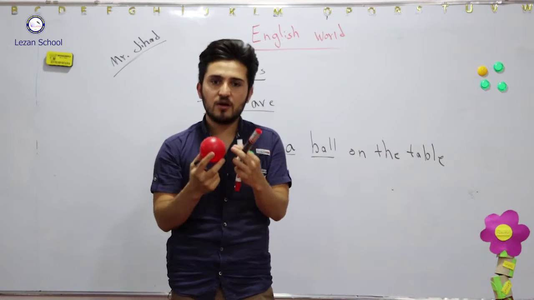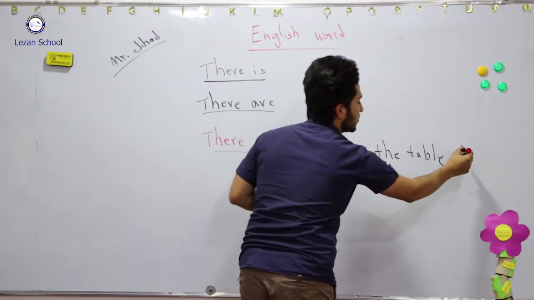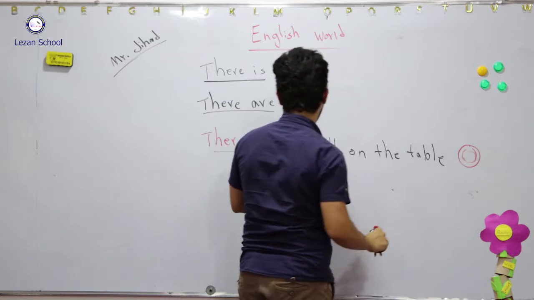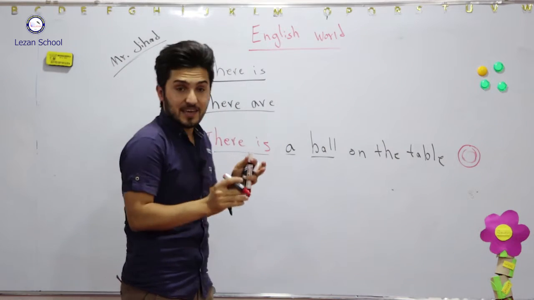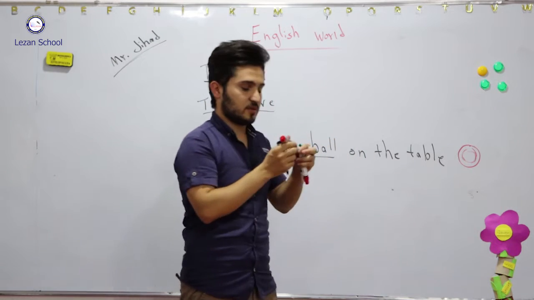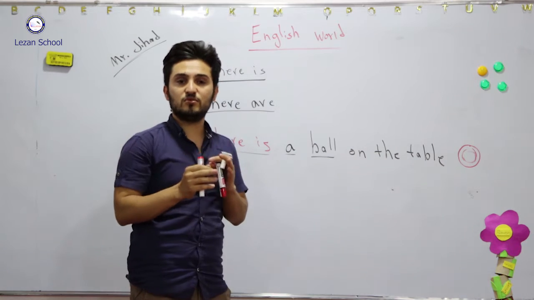There is a ball on the table. A ball. How many balls do we have? Only one. There is a ball on the table. A ball, it exists. Where is it? It's on the table. Now, I'm going to change this sentence to a question.